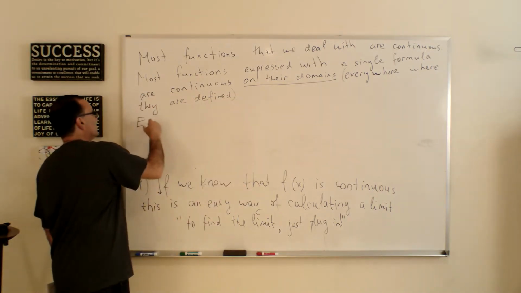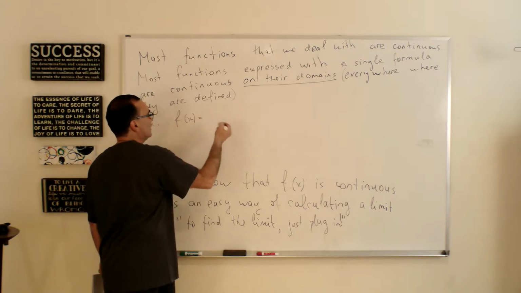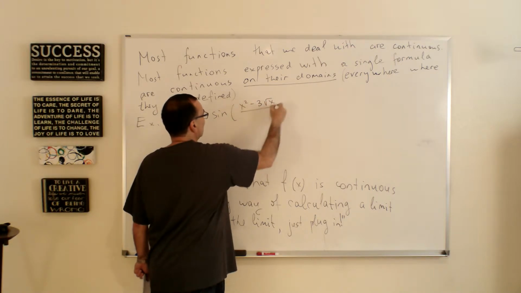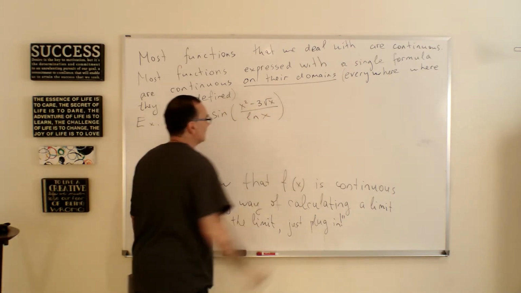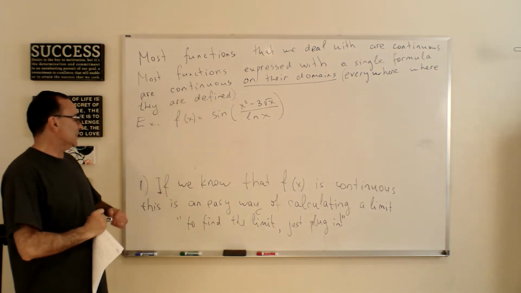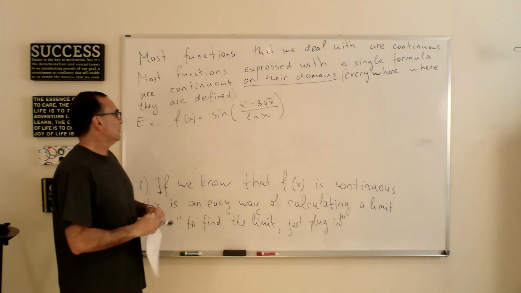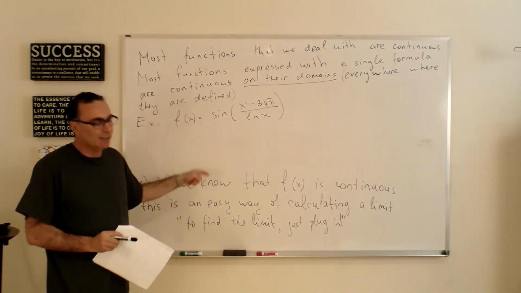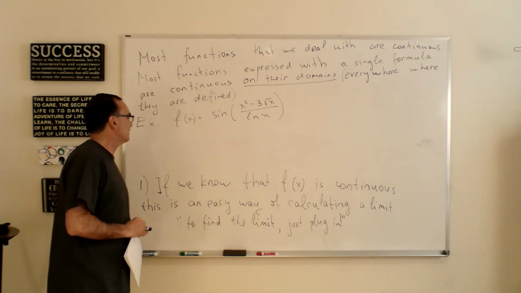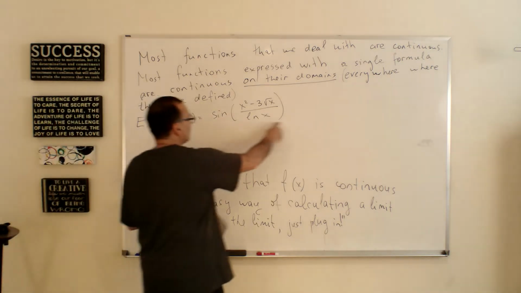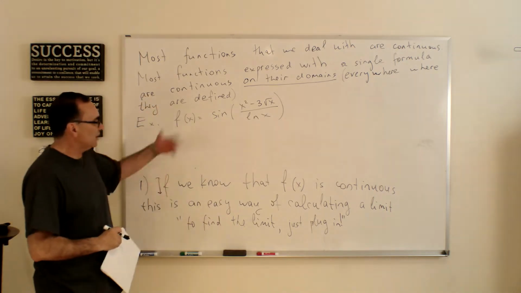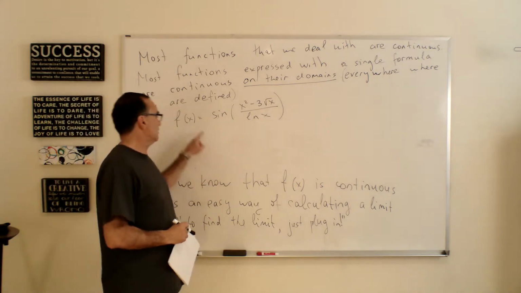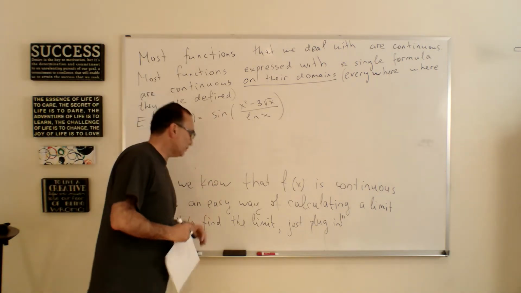For example, let's say function f of x equals, I don't know, sine of x squared minus 3 square root of x divided by natural logarithm x, something like this. It is continuous everywhere it's defined, and therefore we can calculate the limit of this function whenever x approaches anything by just plugging in, and that's precisely what we did to calculate limits. As long as we have a single formula, in most cases such a function is continuous, and that limit formula can be used to calculate the limit of such a function.